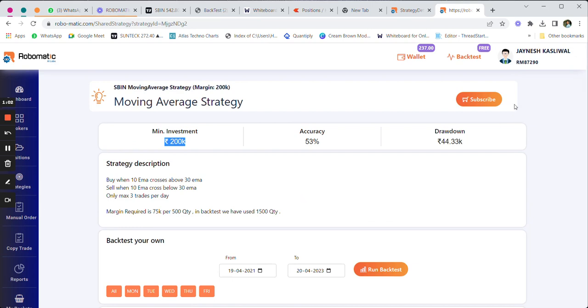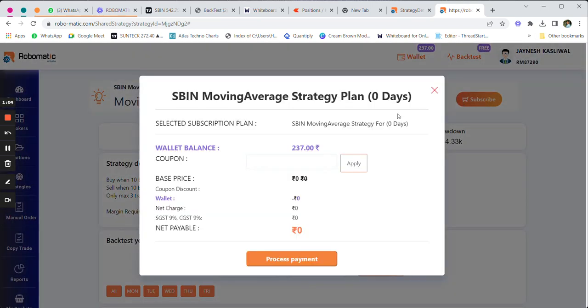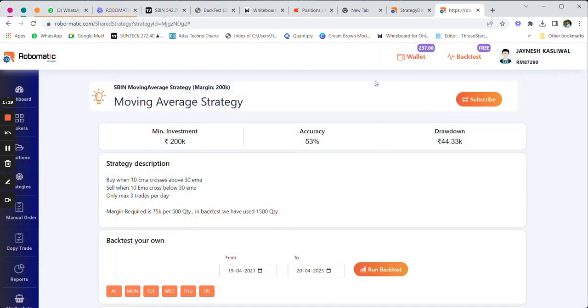So once you click on subscribe strategy here, you will see that basically this is a free strategy, so you do not have to pay any kind of money, and then you can click on process payment. Then once you add your broker, you can basically run the strategy on paper trading as well as live trading.